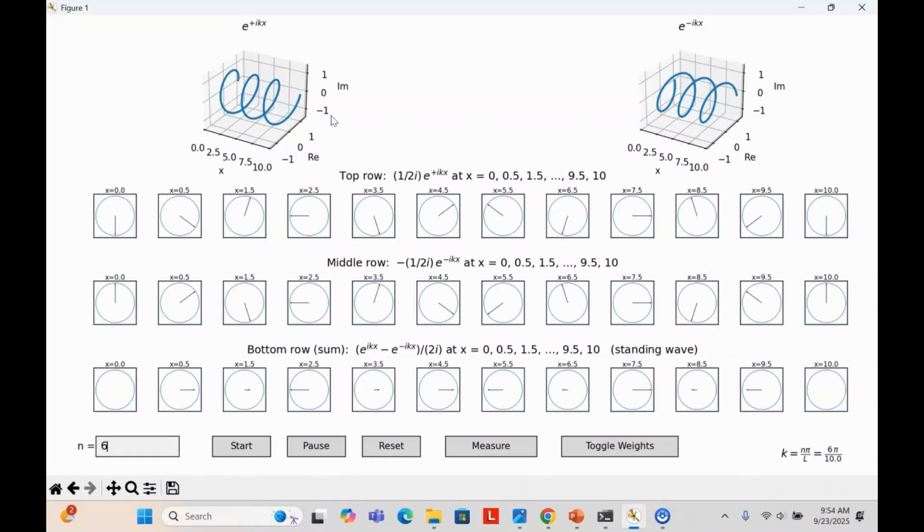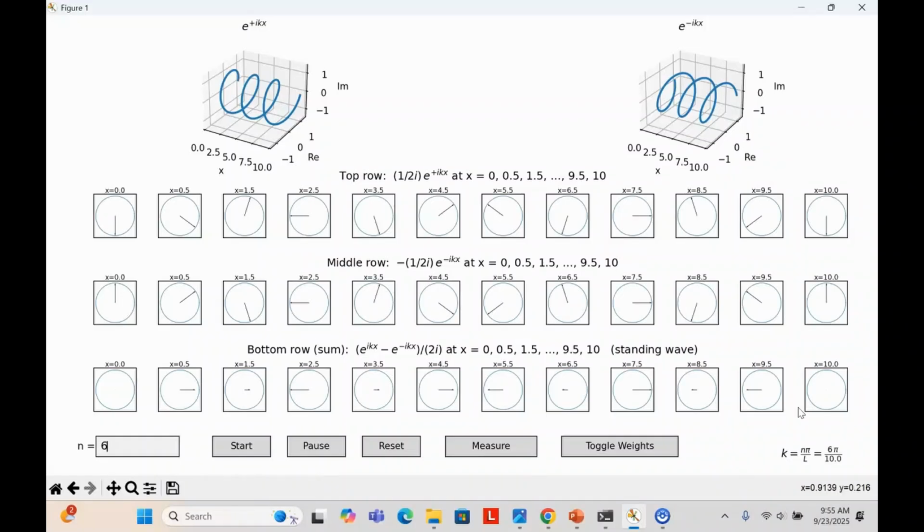By the superposition principle, if we have two valid quantum states, any linear combination of them is also valid. The top row is the complex number e to the ikx, scaled by a constant 1 over 2i. The middle row is the complex number e to the minus ikx, scaled by the complex number -1 over 2i. And the bottom row is the sum of the two waves. This is the familiar standing wave solution for a particle in a one-dimensional box.